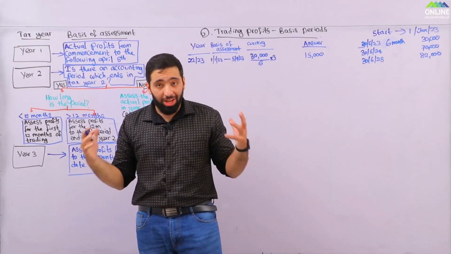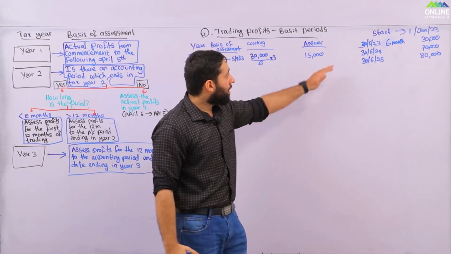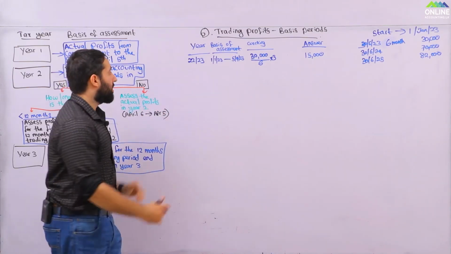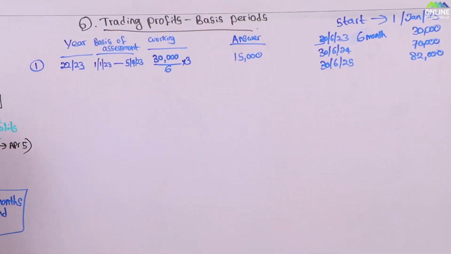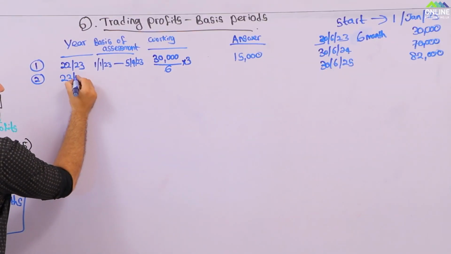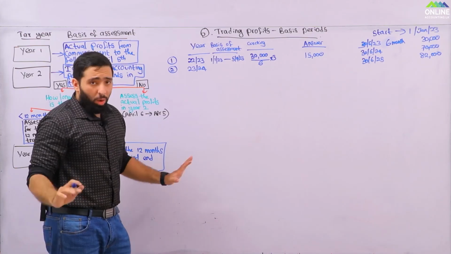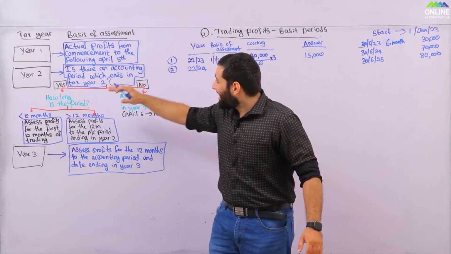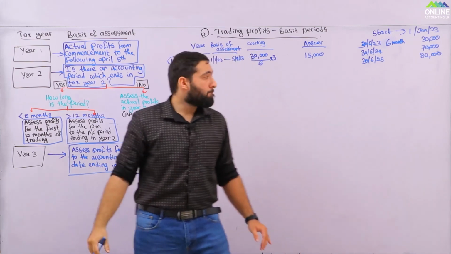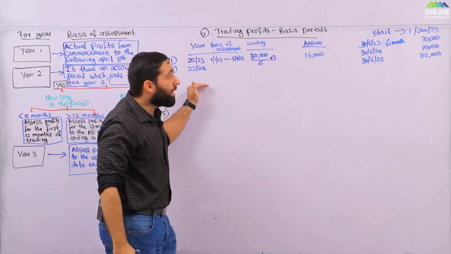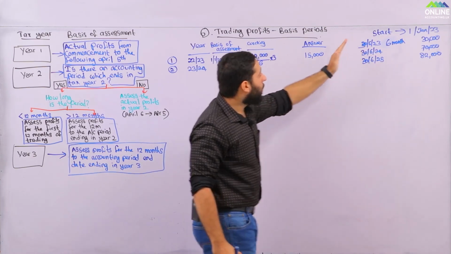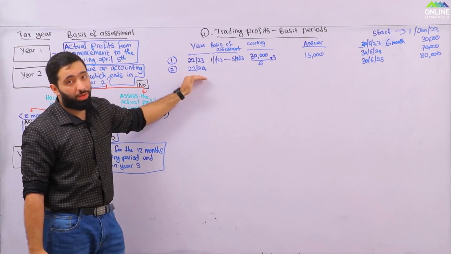Is there an accounting period which ends in tax year 2? Here we go. What is tax year 2? Now you have to understand. This is your tax year 1. What is your tax year 2? Your tax year 2 has to be 23, 24. Now they are asking the question, is there an accounting period which ends in tax year 2? This is tax year 2. An accounting period? Yes, 30th June 2023. This is within this 23, 24.